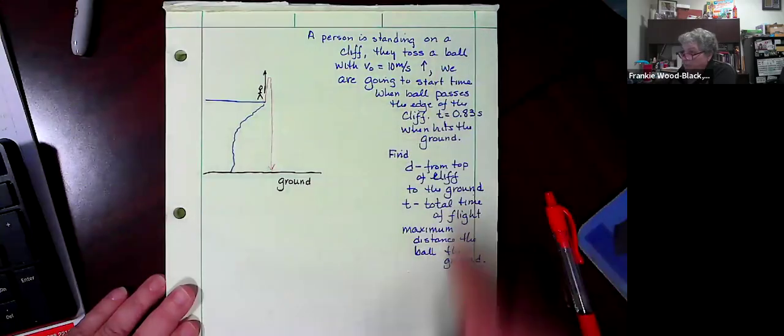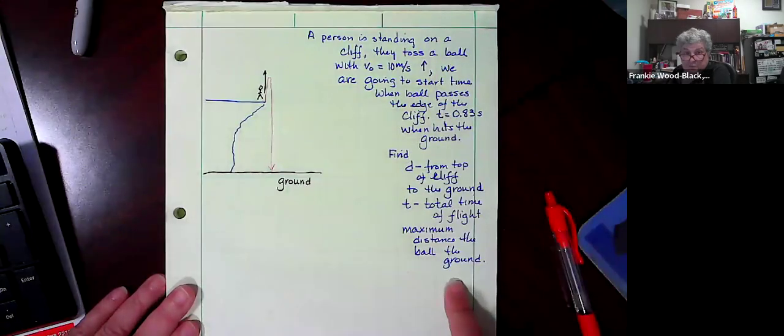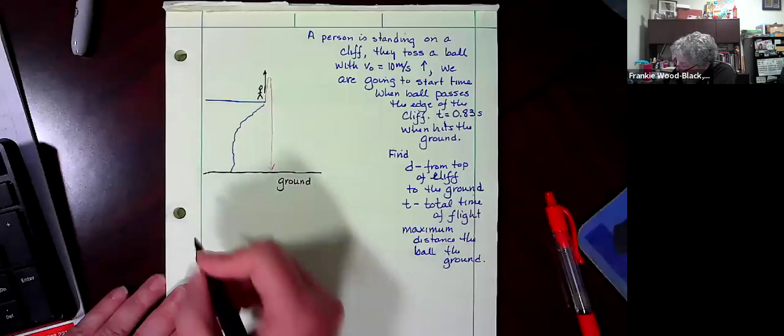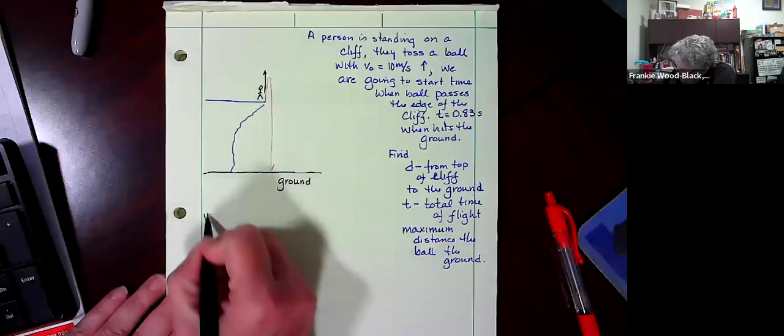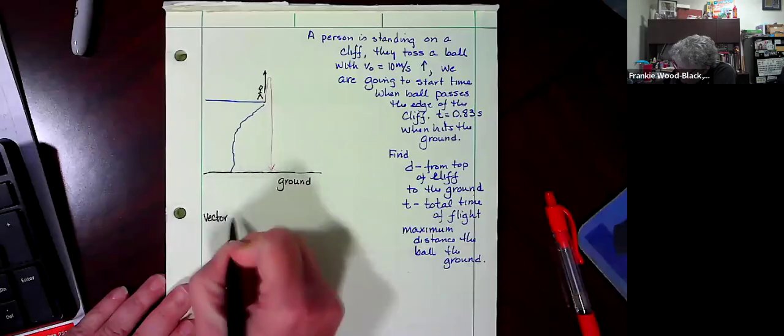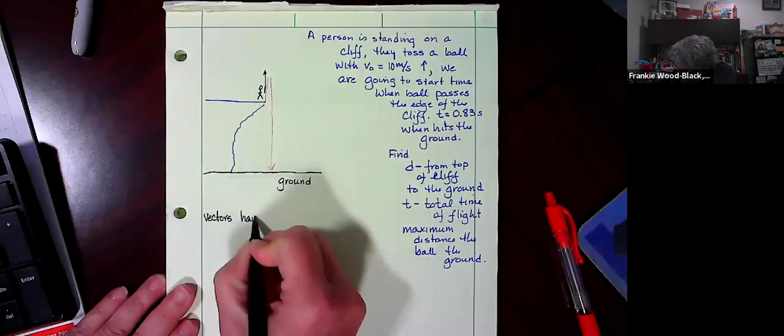Now, the problem doesn't give you everything that you need to know because it assumes that you know a couple of things. We have a vector. Vectors have direction and magnitude.